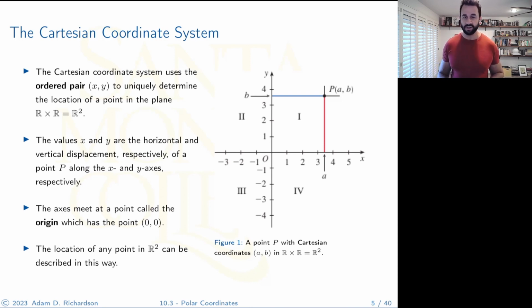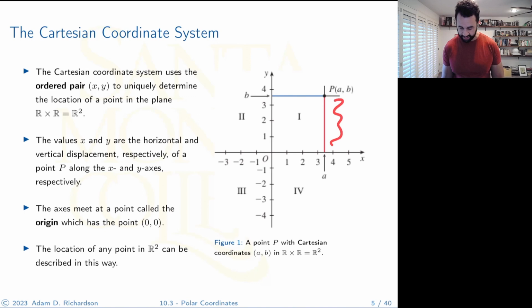So for the Cartesian coordinate system, we use these ordered pairs, x comma y, and that uniquely determines the location of a point in the plane. The plane we denote by R2, which is just R cross R. So you can think of the x-axis as a real line and the y-axis as another real line, and we're crossing them orthogonally, perpendicularly. The values x and y are the horizontal and the vertical displacement of a point.